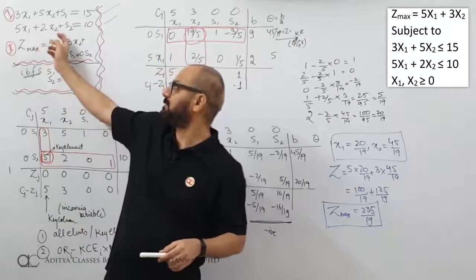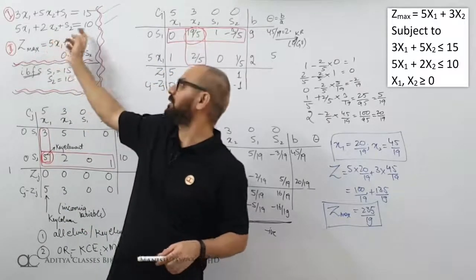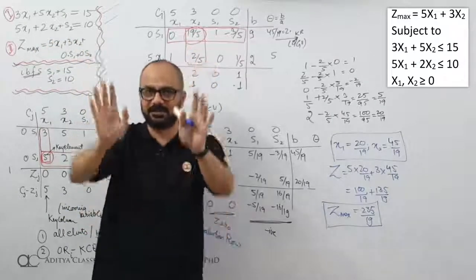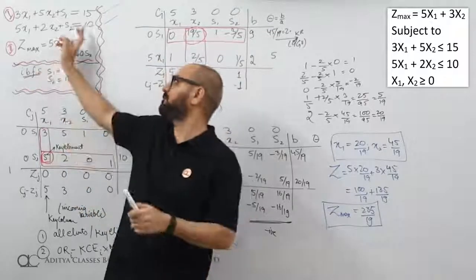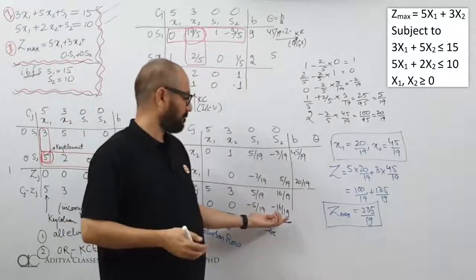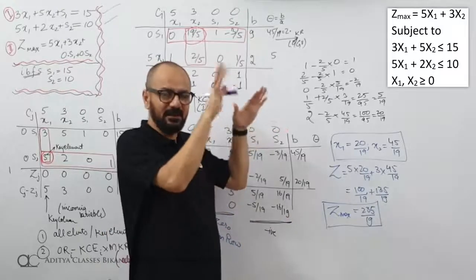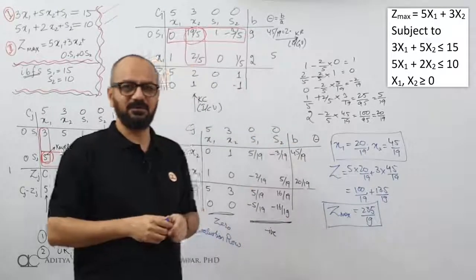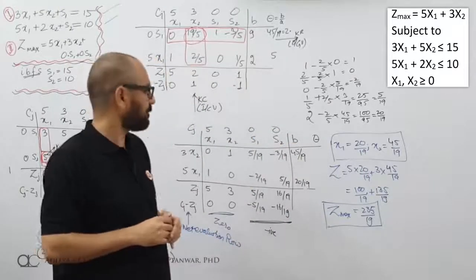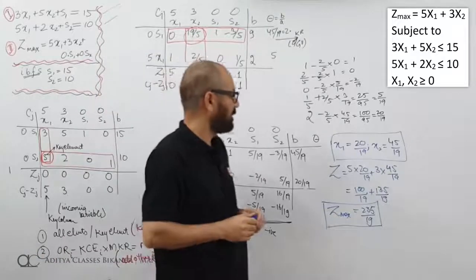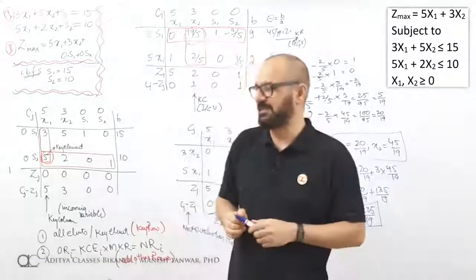If I increase 1 unit of second constraint, instead of 10, if you give me 11 units, my profits will go up by 16 by 19. If you reduce it, my profits will come down by 16 by 19. So this was it for solving a linear problem using simplex method.